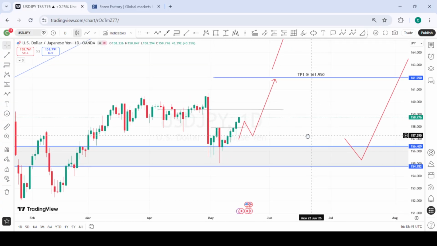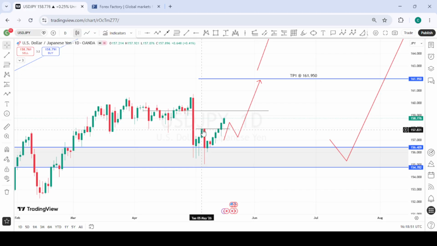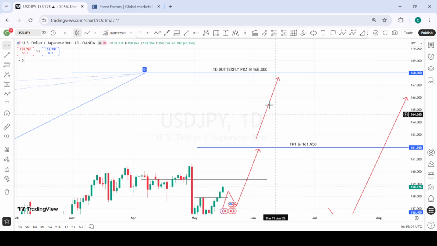Last week we were looking forward to seeing a daily structure shift here. We have the daily structure shift now. All we are expecting next is to see price retest this daily structure or pull back to give us a higher low formation. We will look for buying opportunities to the upside. So this will be our TP1 right here, and this will be our TP2.